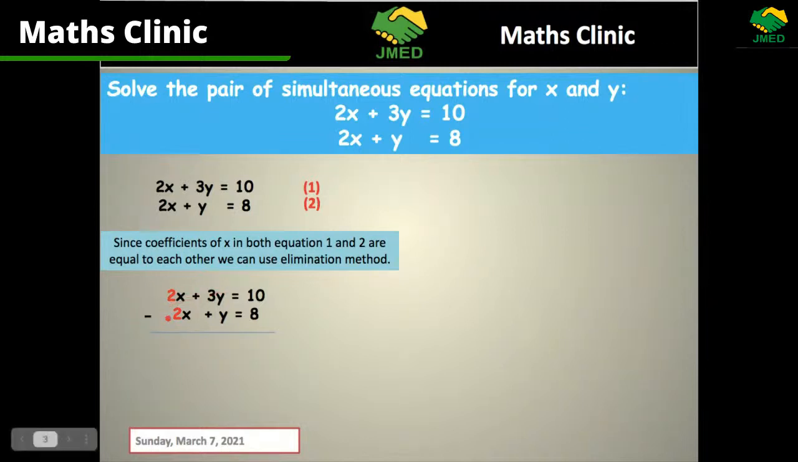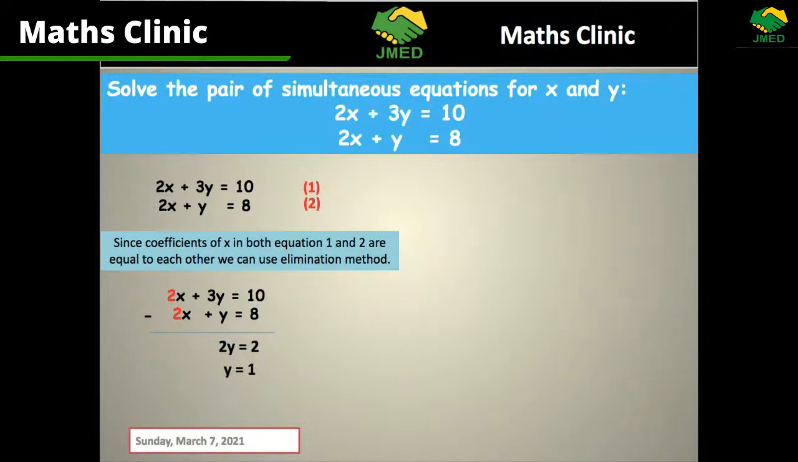And then 3y, take away y, will give you 2y, and 10 minus 8 gives you 2. So we're subtracting all aspects of the equation that can be subtracted, and that will give us this new equation, 2y equals 2. Remember, 2x takes away 2x is 0, so there's no need to write that. 3y take away y is 2y, and 10 take away 8 is 2. So we have this simple linear equation, 2y equals 2, and we know that y is going to be 1.